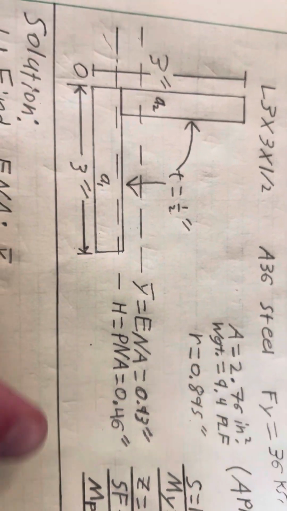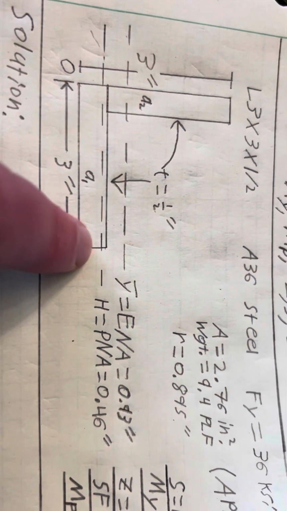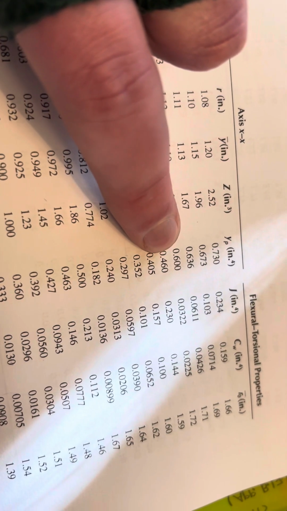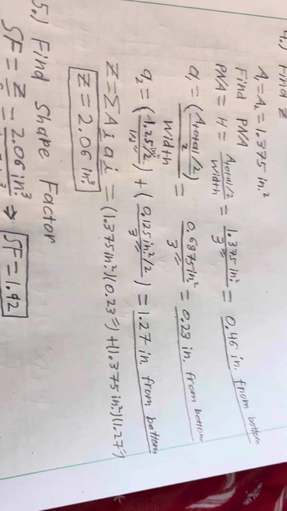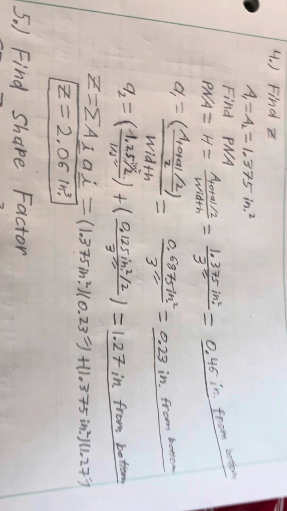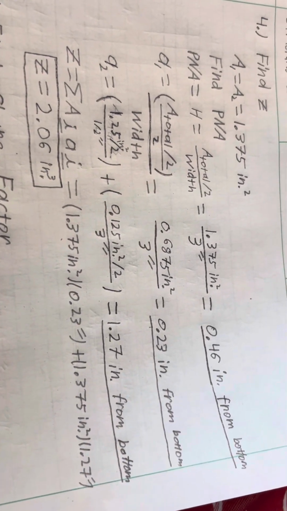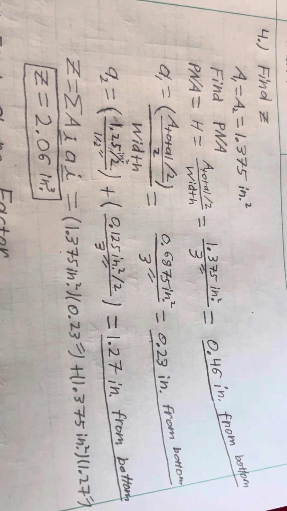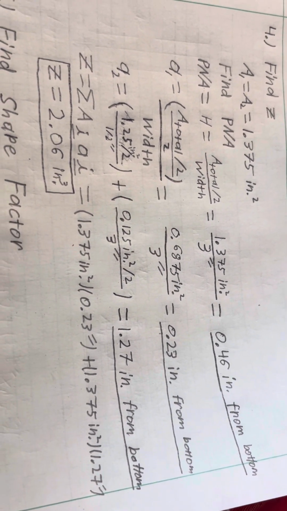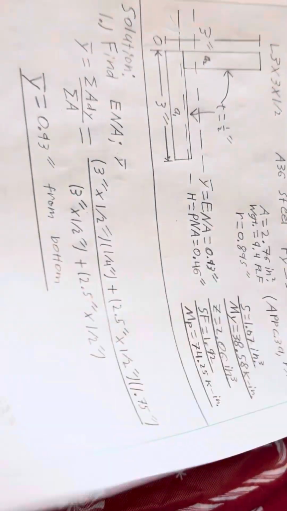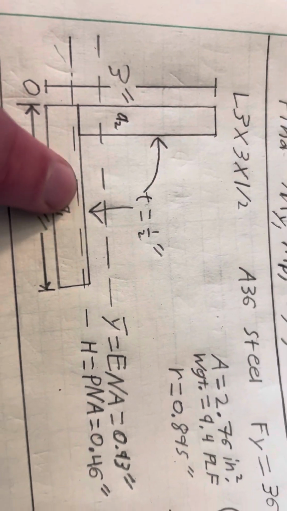So if our elastic neutral axis is right here, we've got our PNA about right here. And again, if you look at the y-p here for the book, we get about 0.46. So we're actually right on the money with that one. So then we're going to have to find our different area centroids. So we know that A1 equals the A total over 2 divided by the width. So if you look back here, A1 is this little section right here.